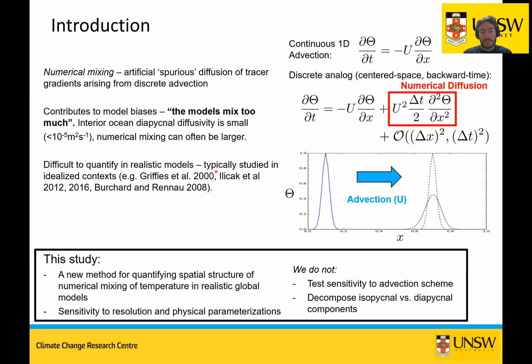I want to point out that, unlike a lot of these idealized studies, we're not going to test sensitivity to the advection scheme. We're just going to take the advection scheme of this particular model, which I'll describe in the next slide, as given, and just see what its implications are. We're also not going to be able to decompose the isopycnal and dipycnal components of numerical mixing, because we're focusing on temperature, and it's a bit more difficult. That's something we want to do in the future.